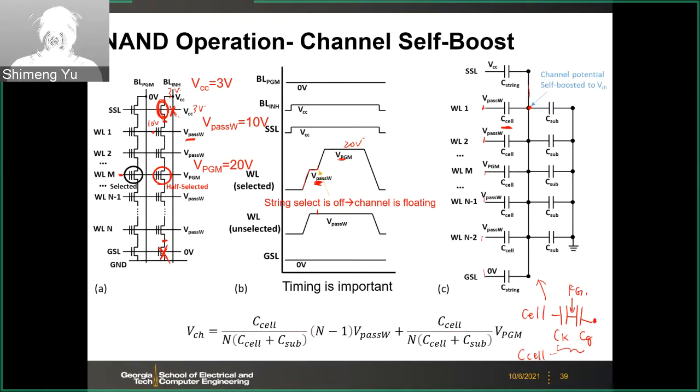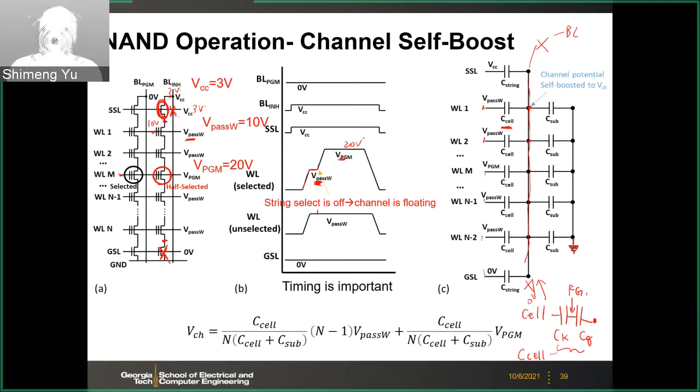Those channels are connected together. And then from the channel to the substrate, you have the depletion capacitance. This is C substrate, and your substrate, the body, is grounded. So you have this kind of equivalent capacitor model. And the string is floating because you don't have the external connection to the bitline, and you don't have the external connection to the ground. So this whole string is floating.